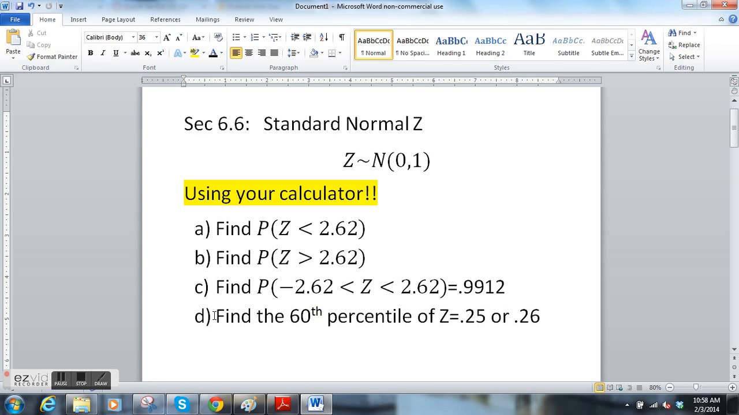Realistically, most of the students used their calculator for all of these because it was much more flexible in using different means and standard deviations. So, how to do this on your calculator. The first one says find the probability that Z is less than 2.62, right there, 2.62.